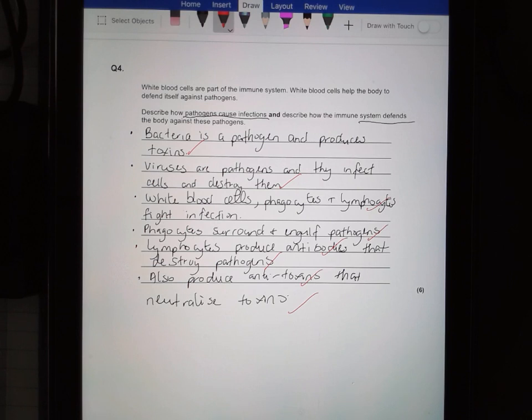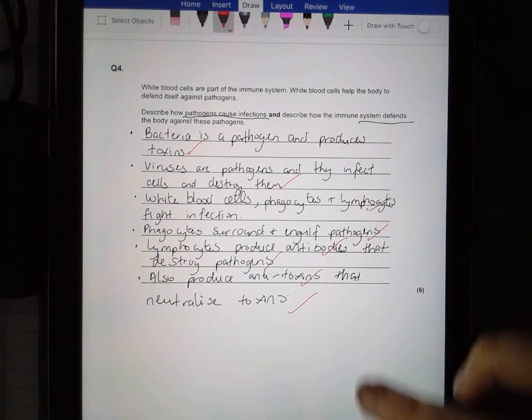There's also lots of other things you could write. You could have gone into a lot more detail. You could say that the lymphocytes were specific, that they only fight specific pathogens, that phagocytes are non-specific and will destroy all pathogens. You can talk about memory lymphocytes and how they remain in your blood and then help you fight the infection even quicker if you get infected a second time. So there's lots of other relevant points that you can include in your answer, but just try and write as much as you can. You do get marks for everything you write that's relevant, so just try and write as much as you can in a 6-mark question.